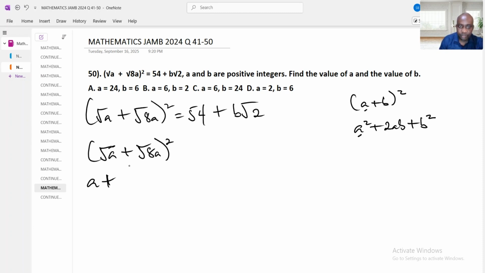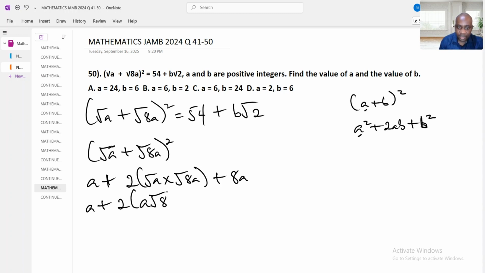A plus, the next thing is 2AB. So 2 multiplied by the square root of A times the square root of 8A, plus the next one, the square root of 8A squared. If you multiply the same square root together, it opens the square root, so we are left with 8A. It's the same thing as this one: A plus 2 brackets, the square root of A times the square root of 8A, plus 8A.